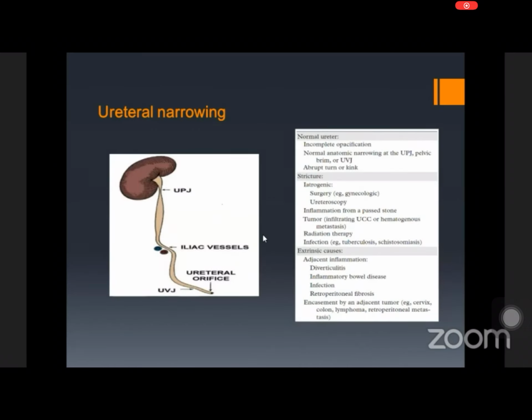Moving on to ureteric narrowing. Common sites of normal ureteric narrowing are at the ureteropelvic junction, at the point where the iliac vessels cross the ureter, and at the vesicoureteric junction. So common causes of ureteric narrowing can be stricture, which can be iatrogenic, or due to an infective or inflammatory cause, or it can be a malignant stricture, or a post-RT stricture, post-radiation stricture. Ureteric narrowing can also be due to an extrinsic mass which compresses the ureter.